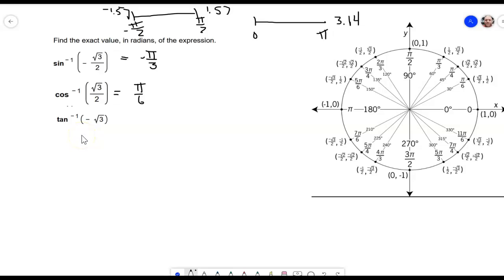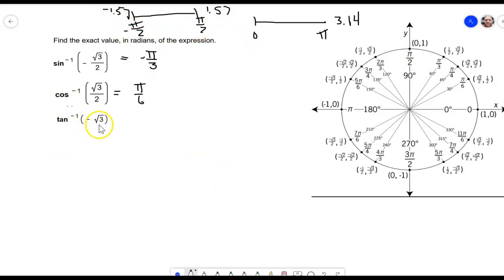So we have the inverse tangent of negative root 3. So remember what we said. We said that tangent has to be somewhere between negative pi over 2 to positive pi over 2. So we'll use this one up here.